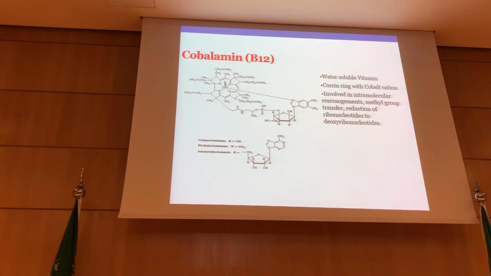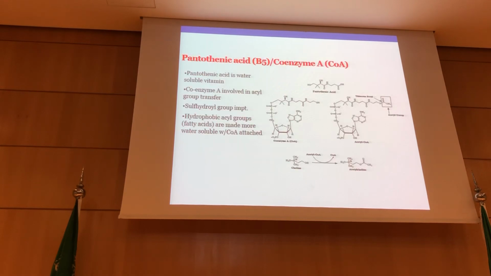B12 is a water-soluble vitamin. It contains the corrin ring. This is the corrin ring where you have a cobalt here. It is involved in intramolecular rearrangement, methyl group transfer, and reduction of ribonucleotide to deoxyribonucleotide. So that's why it is important for the formation of cells.